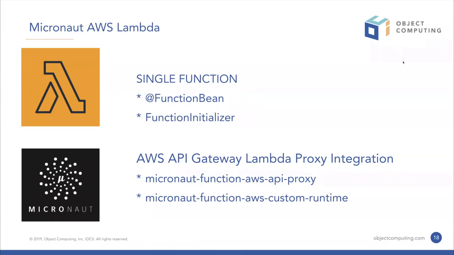The differences here are that function bean will allow you to use custom Jackson modules, while function initializer will delegate the marshalling and unmarshalling to AWS. So if you don't need any Jackson specific logic, function initializer will probably be the best approach, because it will be slightly faster than the other way.